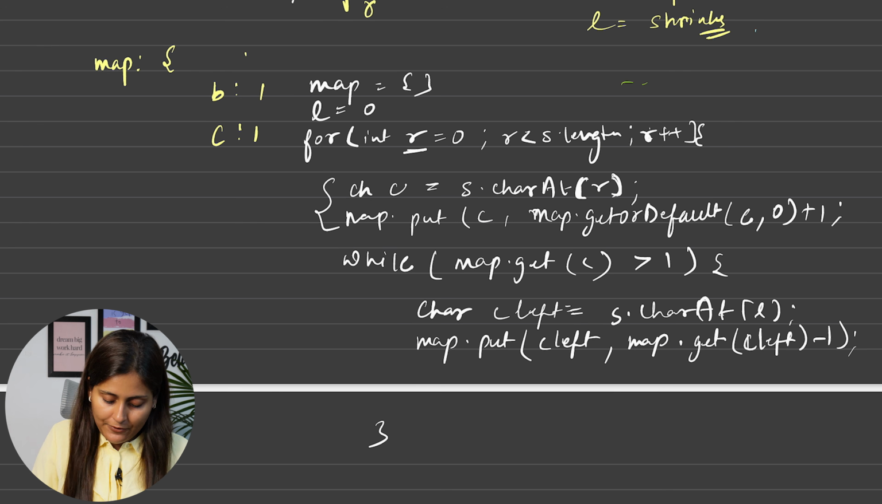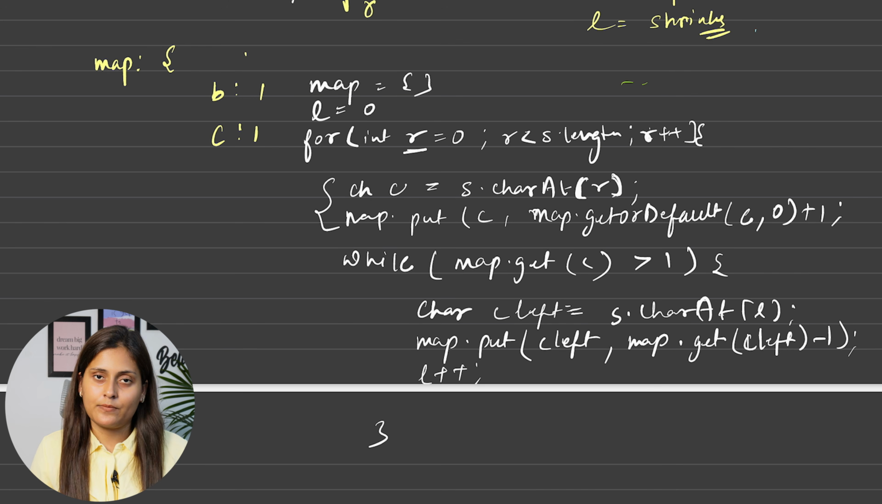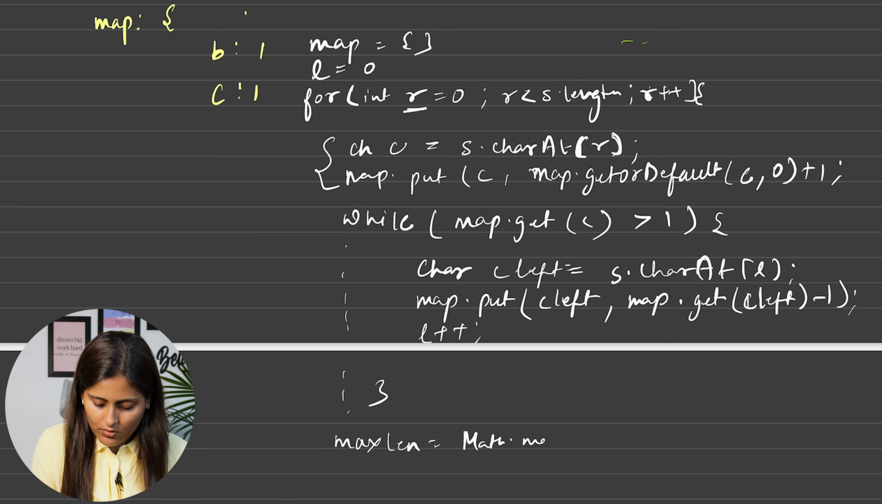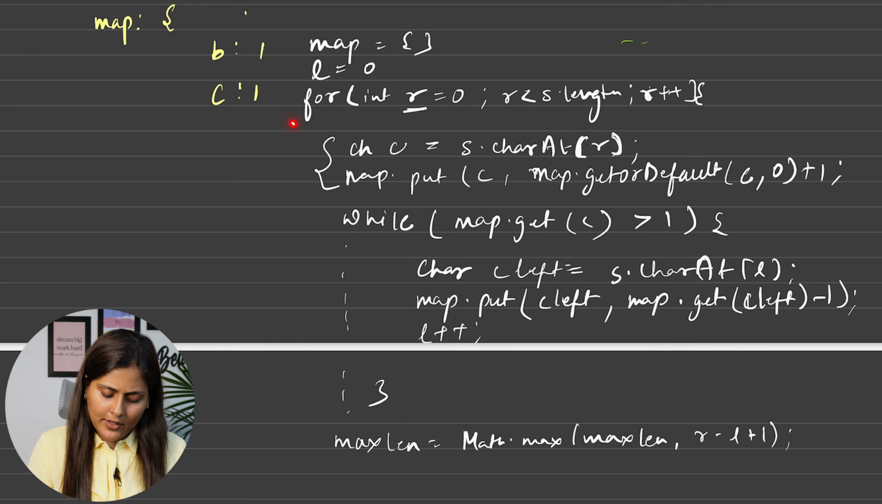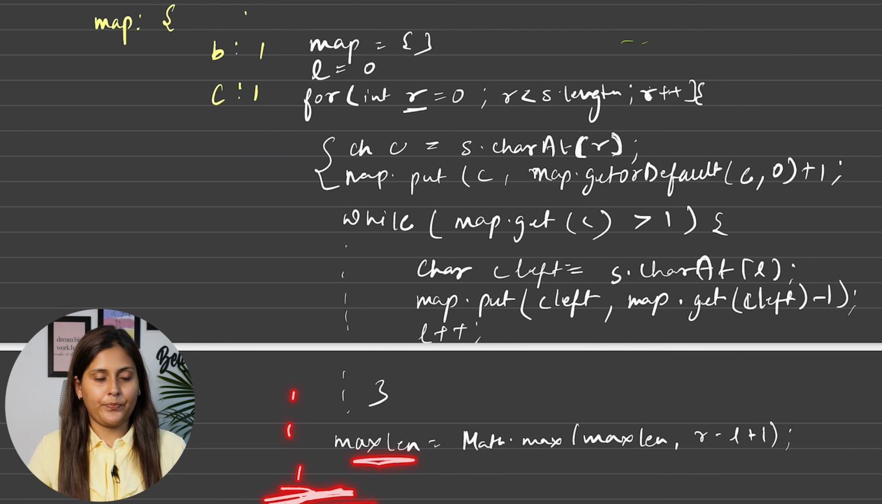But we have to move this left also, so we have to do left plus plus here. And after coming out of this while loop, we can update our maximum length, which is answer equals Math.max of max length and right minus left plus 1. Correct. And after coming outside the for loop, we can simply return the maximum length here.